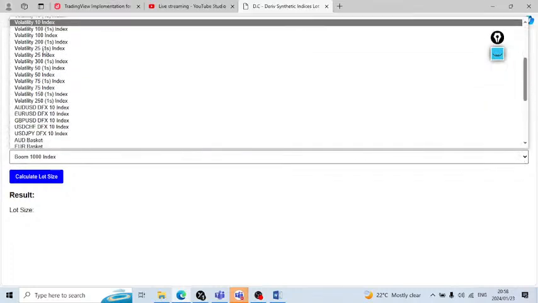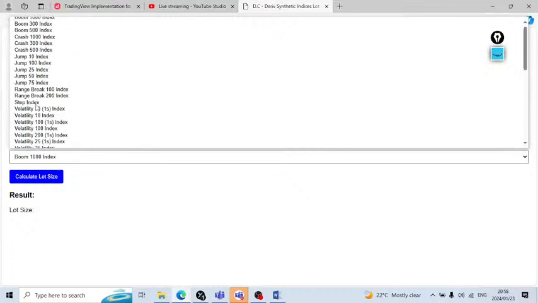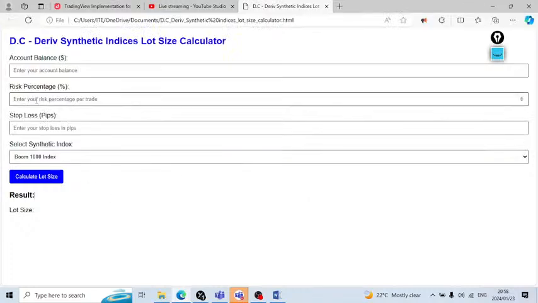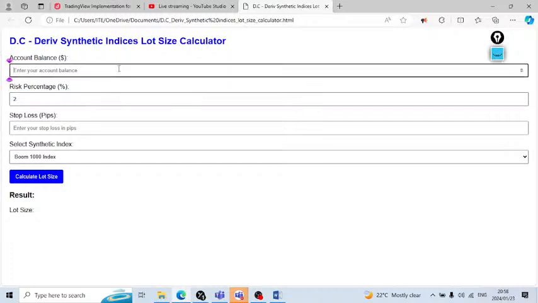You can see here, you can choose which index you want to use. So you can use this as a risk management tool. Say you want to maintain a risk percentage of 2%, and you have a 5,000 account. How do we make use of this lot size calculator? We want to use a 2% risk percentage, and we want to know which lot size we are going to use at this particular level.